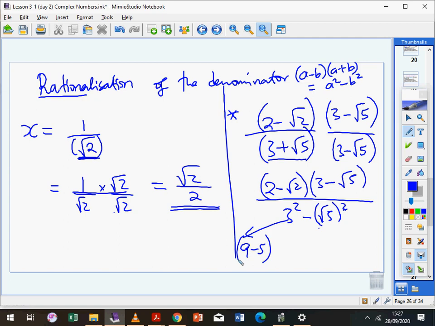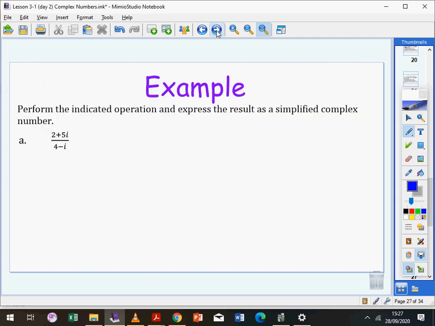So that's the same idea we're applying here, that we're trying to get rid of the imaginary part from the denominator and make it a real part. Make sure the denominator ends up with a real part.